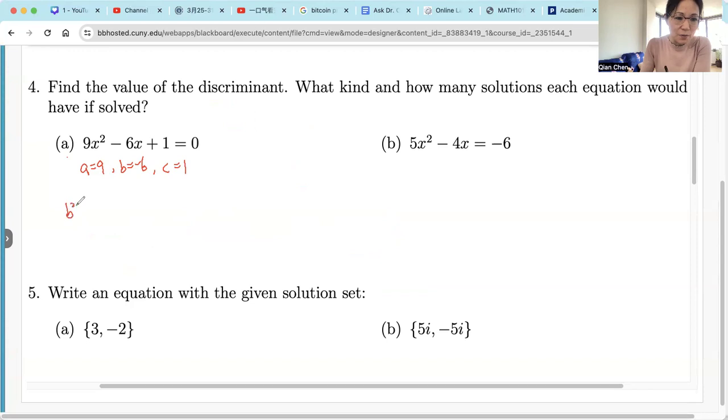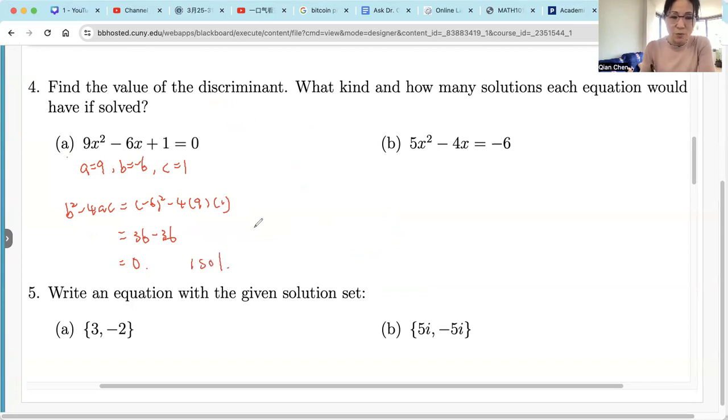Now we have b squared minus 4ac. That equals negative 6 squared minus 4 times a, 9, times c, 1. Negative 6 squared is 36. 4 times 9 is 36, 36 times 1 is 36. 36 minus 36 equals 0. So the discriminant is 0. That means only one solution.